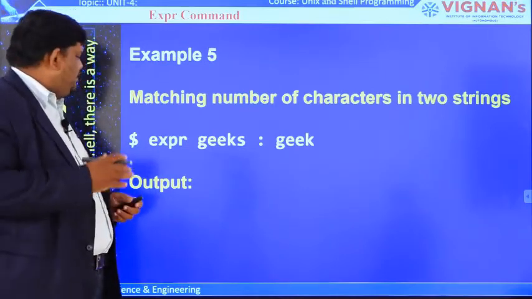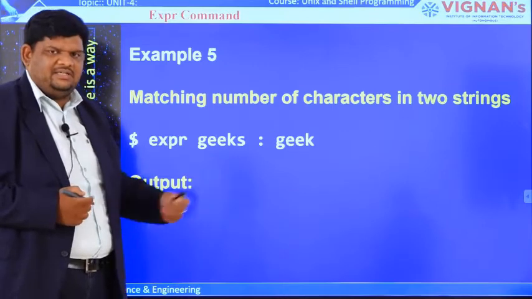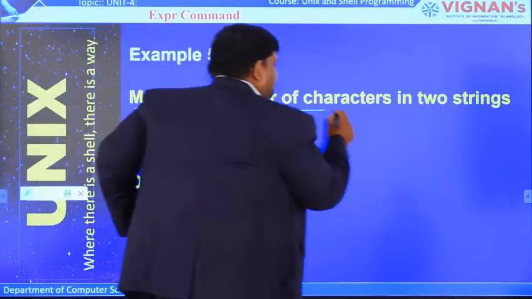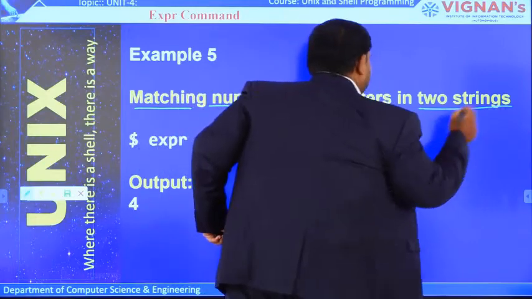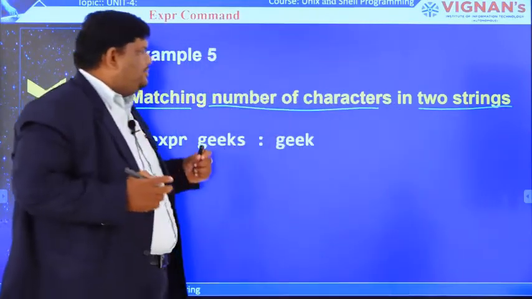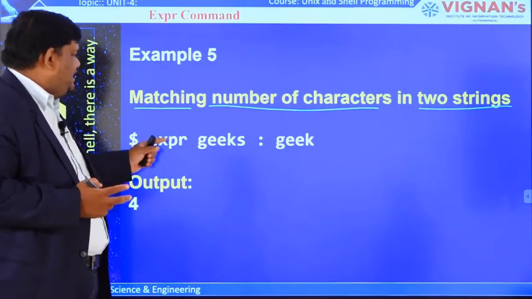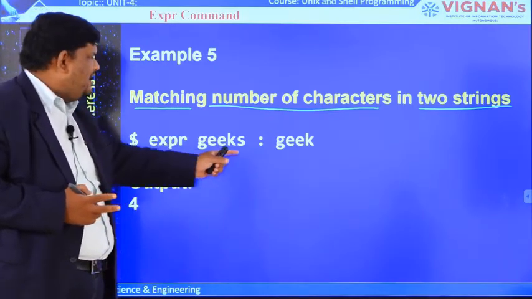Matching number of characters in two strings. For this, how are we going to use expr? Let us consider this example. The application is matching the number of characters in two strings. That means here we are providing two strings, and expr evaluates and matches how many characters are the same.